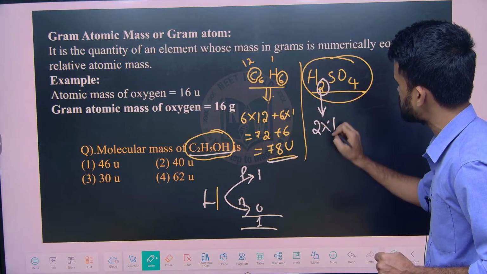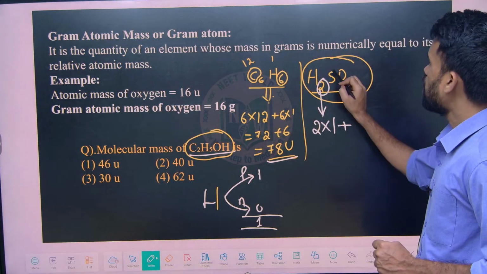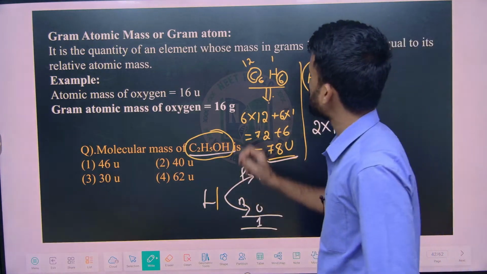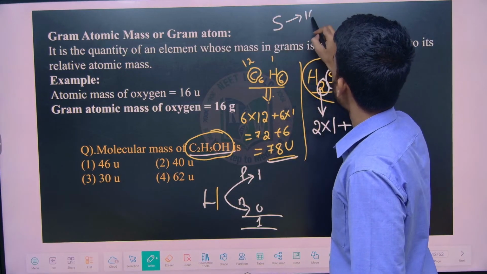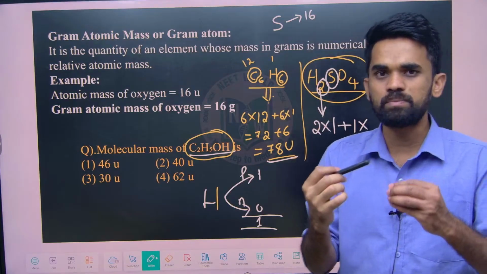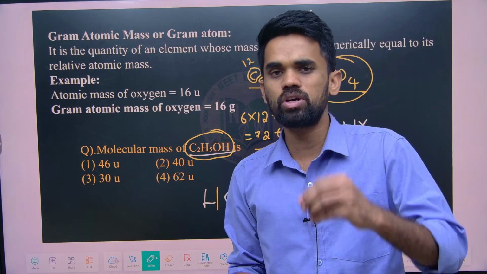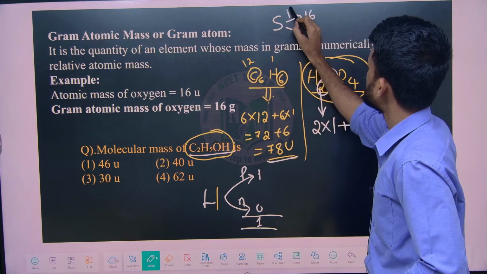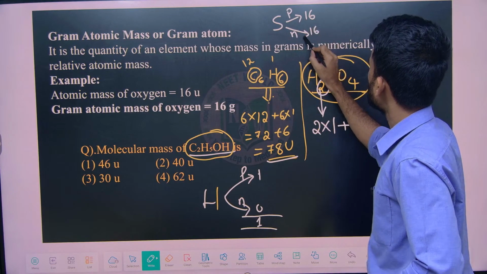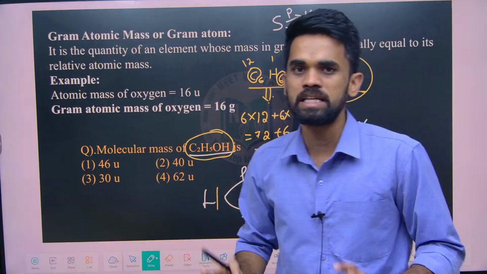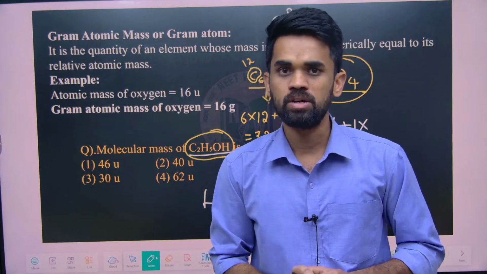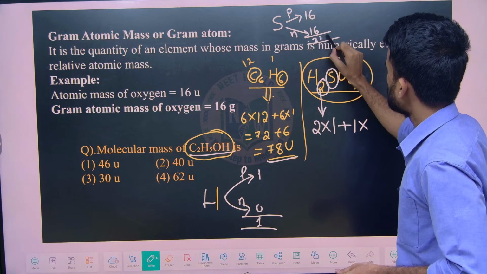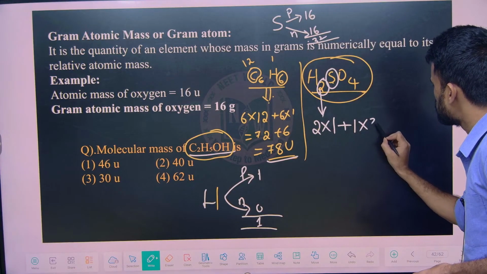And we have 2 hydrogen atoms now, so 2 into 1 plus. How many sulfur atoms are there? 1 sulfur atom. The sulfur atomic number is 16. What does this 16 indicate? Sulfur has 16 protons and 16 electrons, and in the nucleus along with the protons there will be 16 neutrons also. Don't worry about electrons. Electron mass is almost negligible compared with proton and neutron masses. So you add the number of protons plus neutrons, and you get 32. So the sulfur atom is 1 into 32.